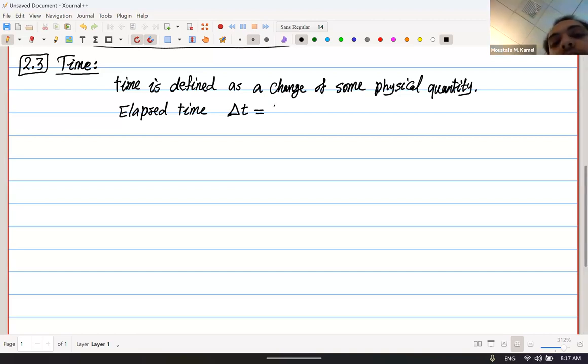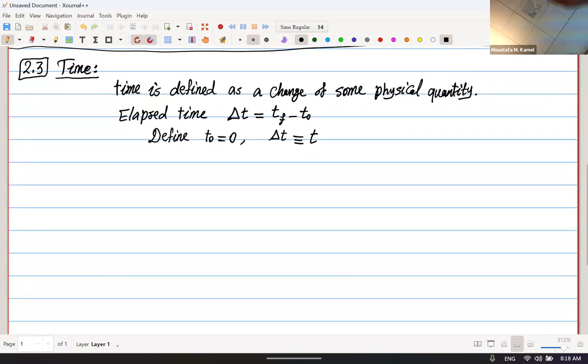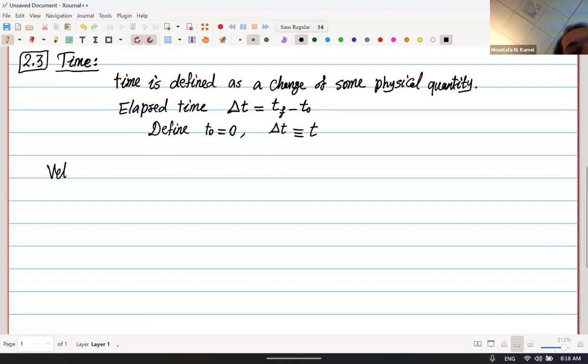So delta t is defined as the t final minus t initial, and it's much simpler to just define your start of event as the 0 time, and then just say, instead of writing delta t, just define that as t. So t will be the time elapsed between two events, okay? Okay, now we have displacement and we have time, so we can go on and define velocity.